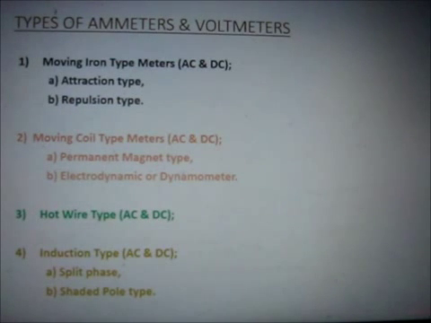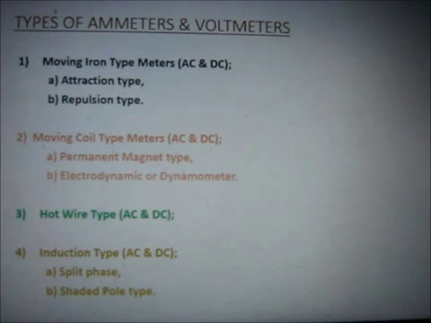Now we'll talk about the ammeters and voltmeters. As you know, ammeters are connected in series to measure the amount of current flowing through the circuit, and voltmeters are connected in parallel to get the potential difference between the 2 points. Here we will study about the types of ammeters and voltmeters that we generally use in our laboratories.